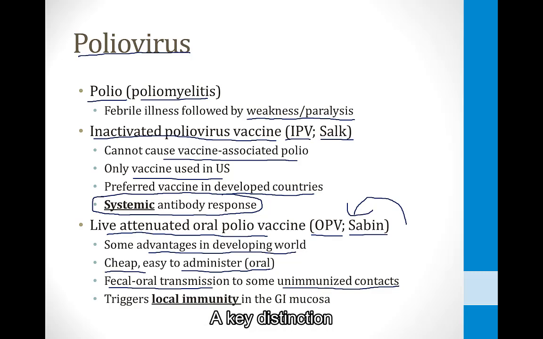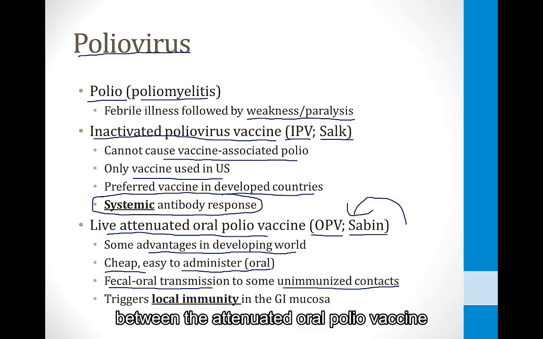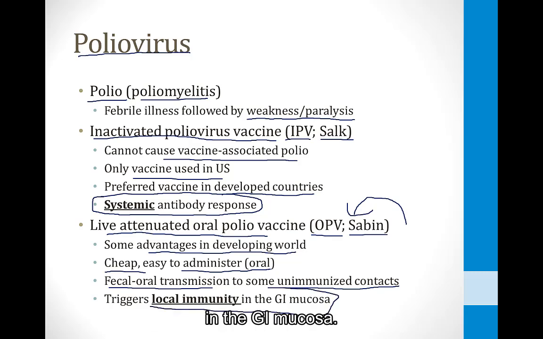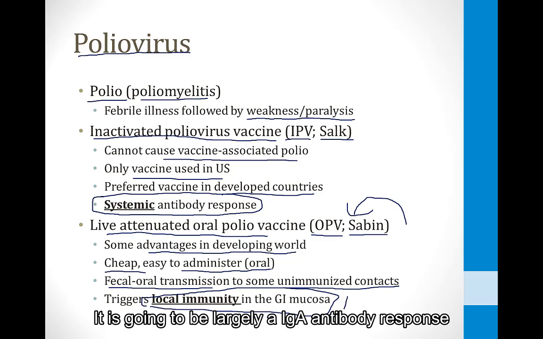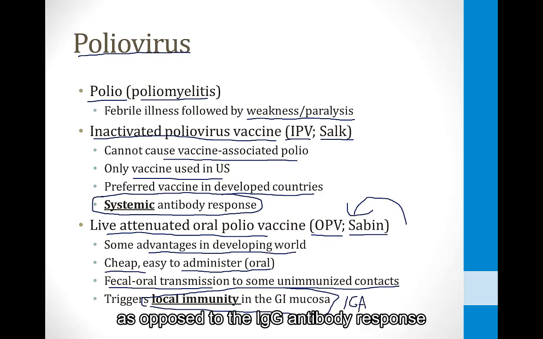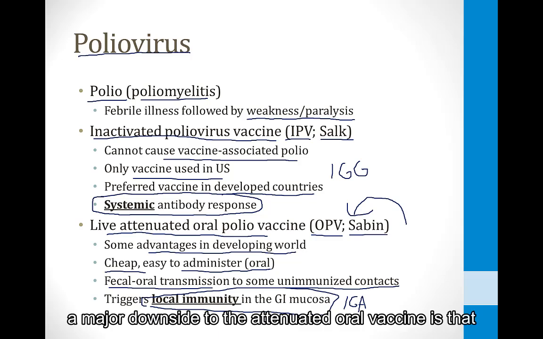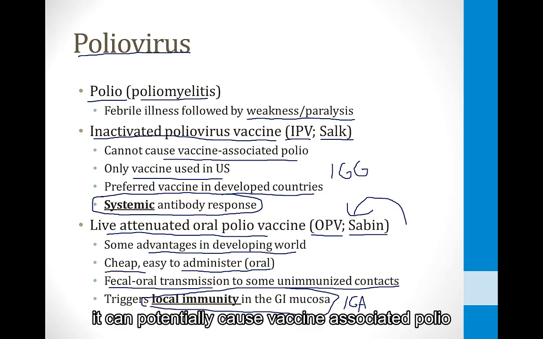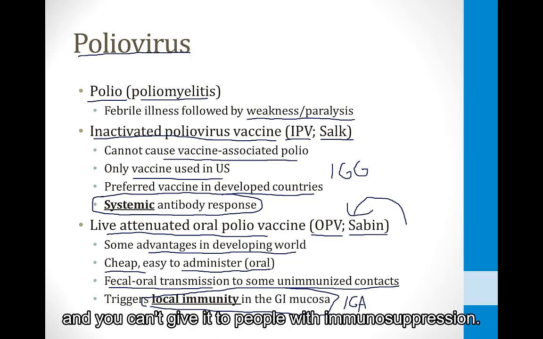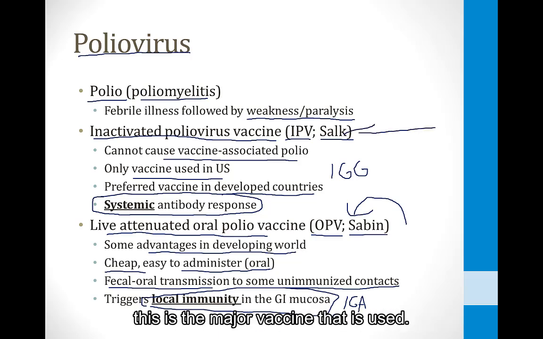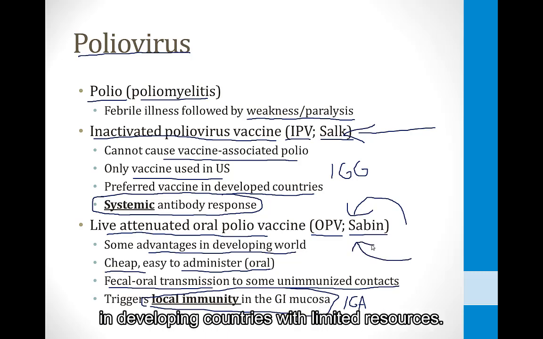A key distinction between the attenuated oral polio vaccine and the injected vaccine is that the oral vaccine triggers local immunity in the GI mucosa. It is going to be largely an IgA antibody response, as opposed to the IgG antibody response that you are going to see with the injected vaccine. And then, as I mentioned before, a major downside to the attenuated oral vaccine is that it can potentially cause vaccine-associated polio, and you can't give it to people with immunosuppression. And that's why in developed countries the injected vaccine is the major vaccine that is used, but the oral one is still sometimes used in developing countries with limited resources.